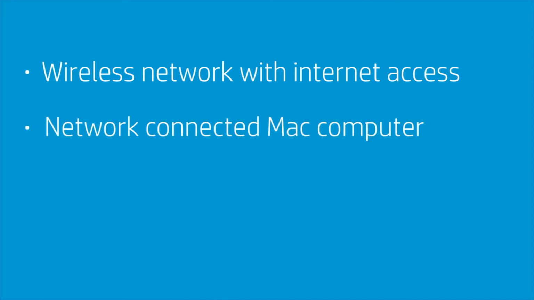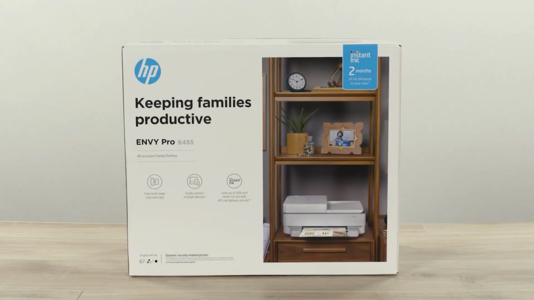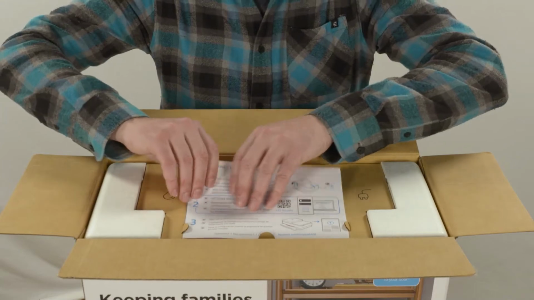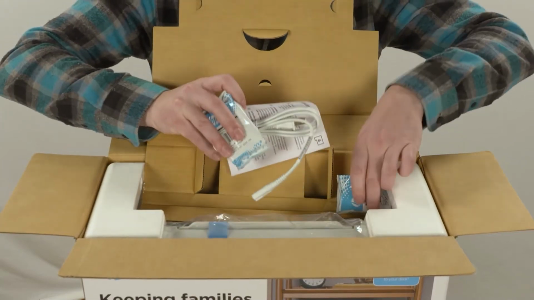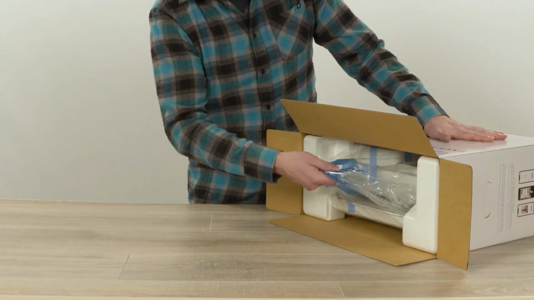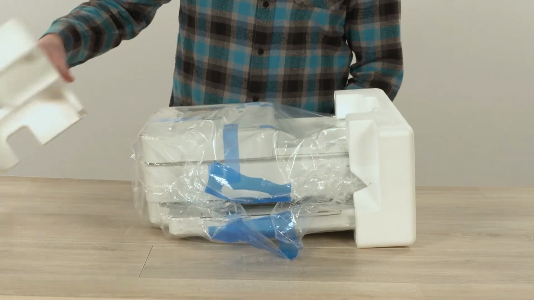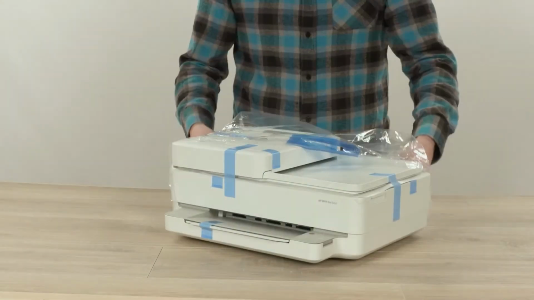which you want to install the printer, and it is recommended you enable Bluetooth. Open the box and then remove the documents, the power cord, and the cartridges. Set the box on its side and, using the handles, slide out the printer. Remove the foam end caps and then remove the printer from the bag.